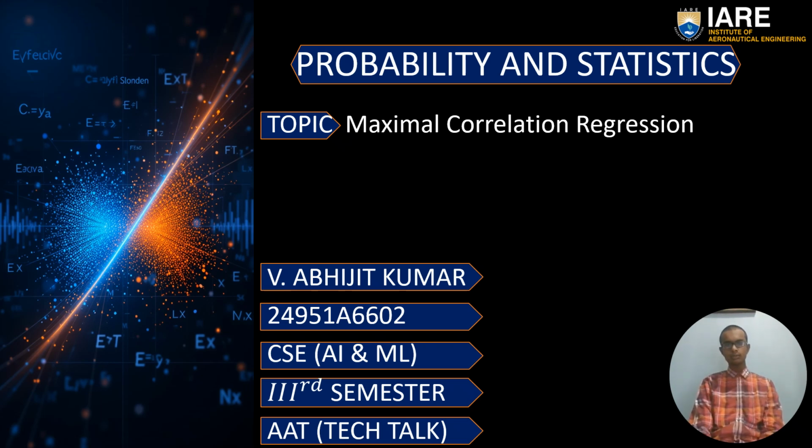My name is V. Abhijit Kumar. My roll number is 24951A6602. I'm studying in CSC AIML, that is Computer Science and Engineering, with the specialization of Artificial Intelligence and Machine Learning, third semester, BTech second year, Institute of Aeronautical Engineering.